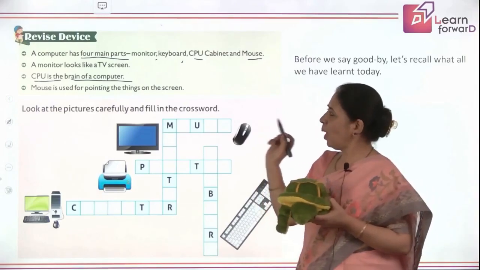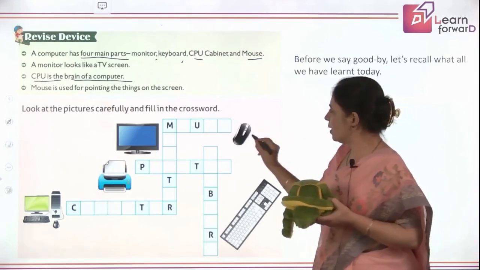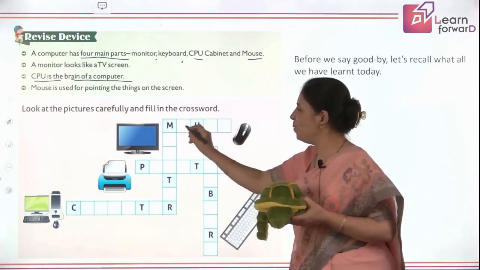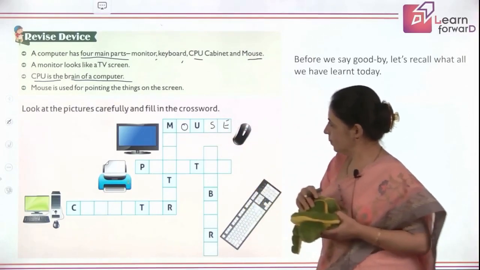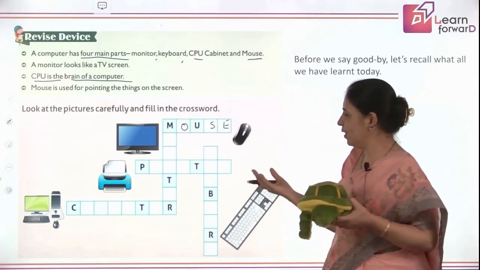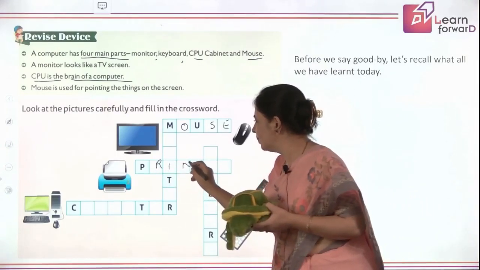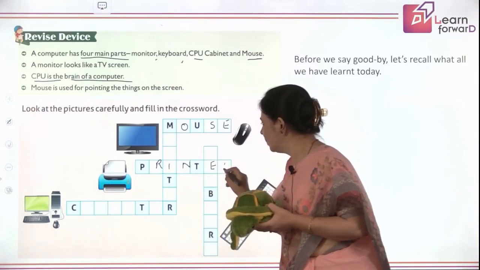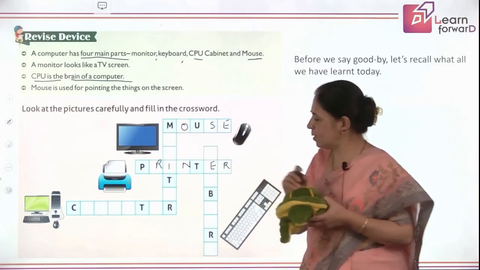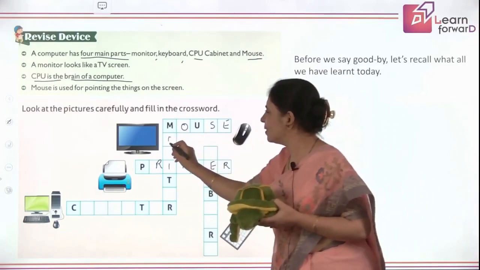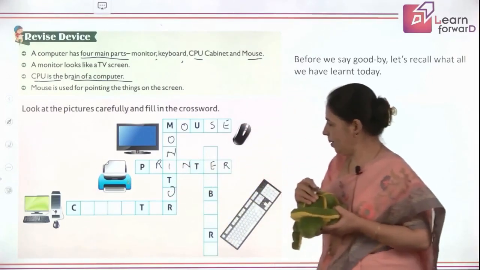Got it? Now look at the picture carefully and fill in the crossword. So what is this? This is mouse. Okay. We fill it over here. Oh, before that you are ready with another answer. That is printer. And how did you forget this one? Come on, tell me, what is this? Correct. This is monitor. Great going.